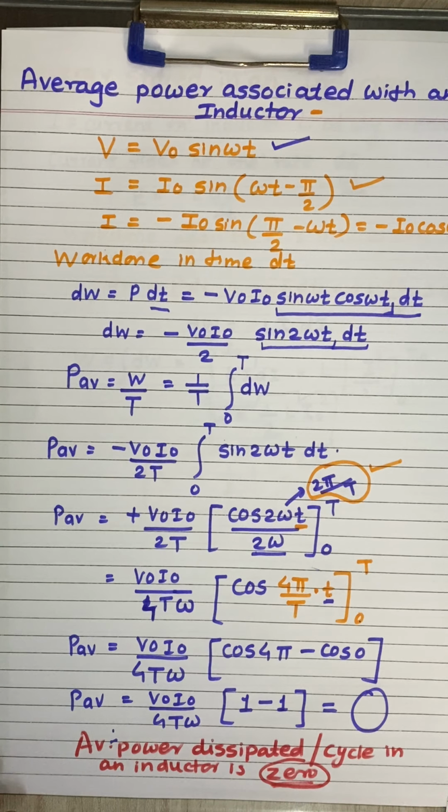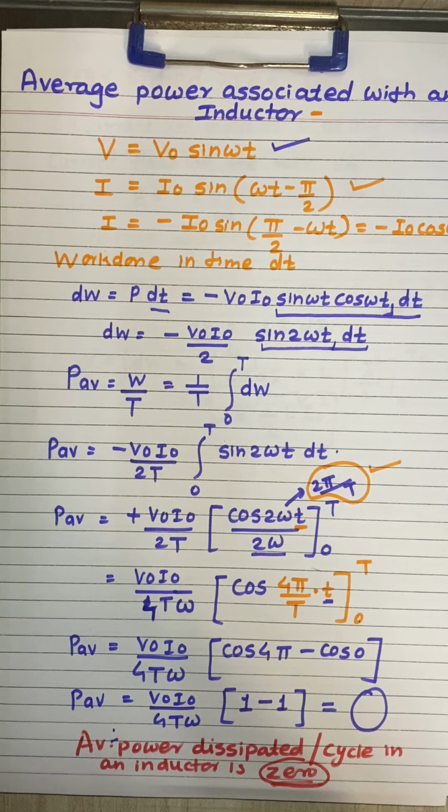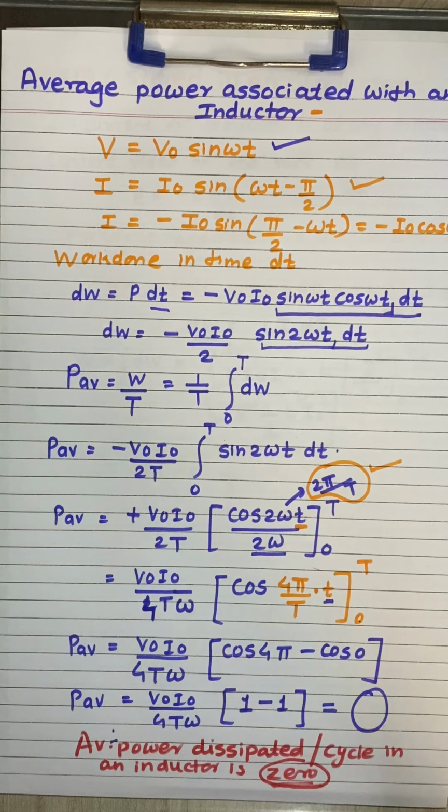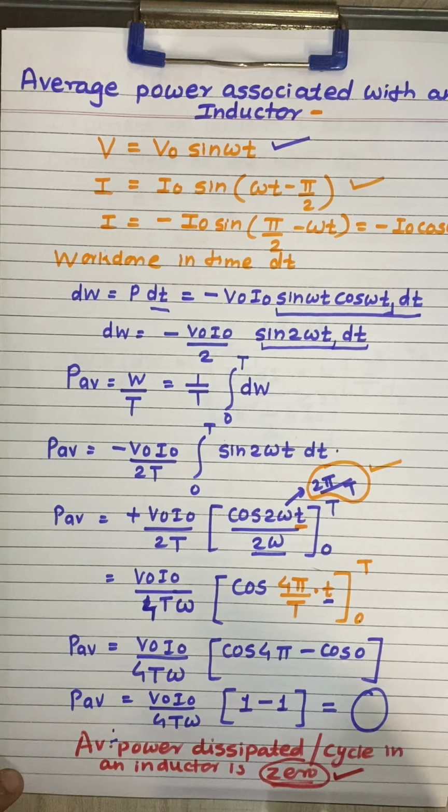Sometimes this is asked as a 3-mark question, that is, show that the average power dissipated per cycle in an inductor is 0, or it is a direct derivation: find the average power associated with an inductor circuit. And this result is also useful frequently whenever we solve numericals, whenever we consider the LCR circuit, that is inductive, capacitive and resistive circuit.